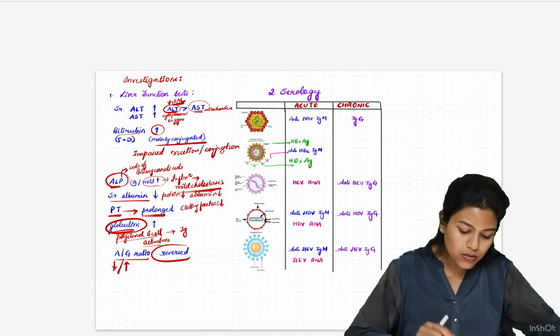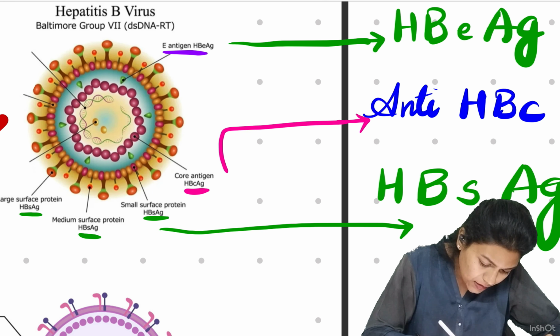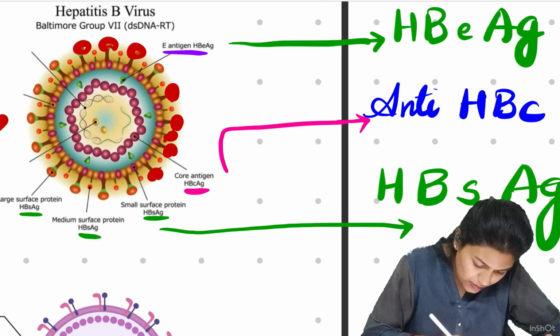Coming again to the serology, we are dealing with hepatitis B, C, and D. Chronic hepatitis is dealt with by B, C, and D. So, see the structure of hepatitis B virus. It has a surface antigen. Inside, it has an envelope antigen.